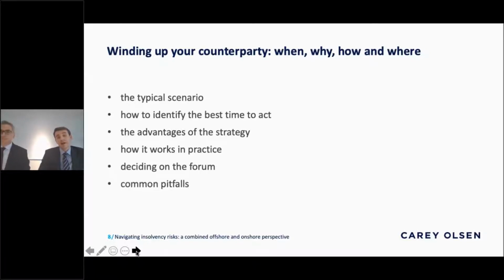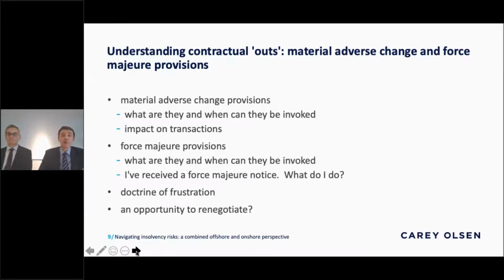I'll now hand over to Mike to carry on, and he's going to be looking at the contractual outs, which I know from the survey was also a very, very popular topic. Thank you very much, Jeremy.